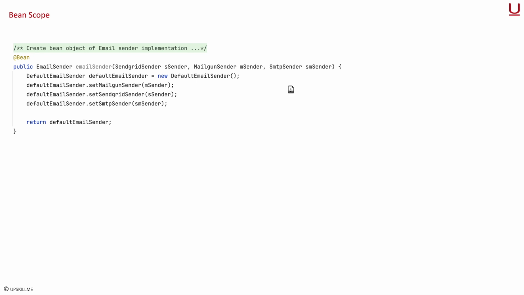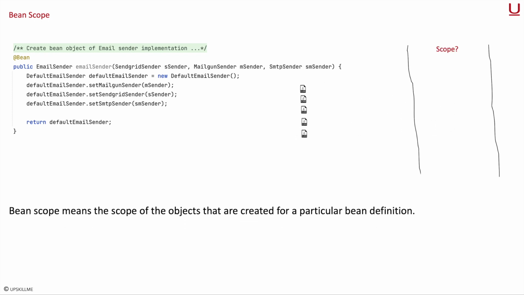Bean definitions are the blueprint or recipe for the Spring IOC container to create bean objects. The idea that a bean definition is a recipe is important because it means that, as with class, we can create many object instances from a single recipe. Bean scope means the scope of the objects that are created for a particular bean definition. The default scope of a bean is singleton.